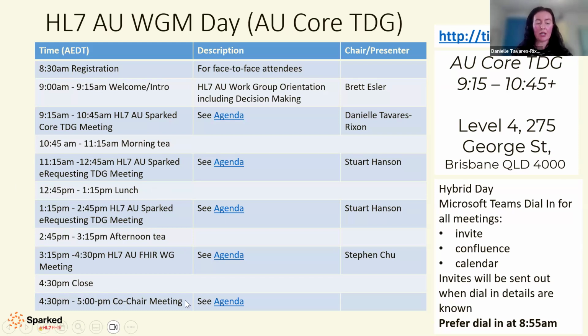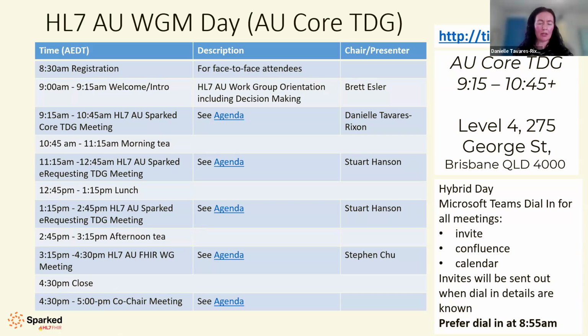After that is a co-chair meeting, which happens on HL7AU work group meeting days, where all the co-chairs get together and do some of the overall governance discussions and prep meeting and admin around that. So that's the work group meeting day. We're not planning to meet as AU Core before this again.